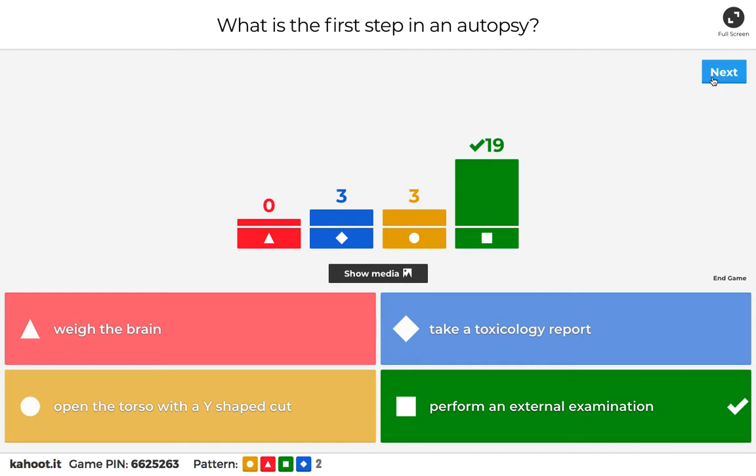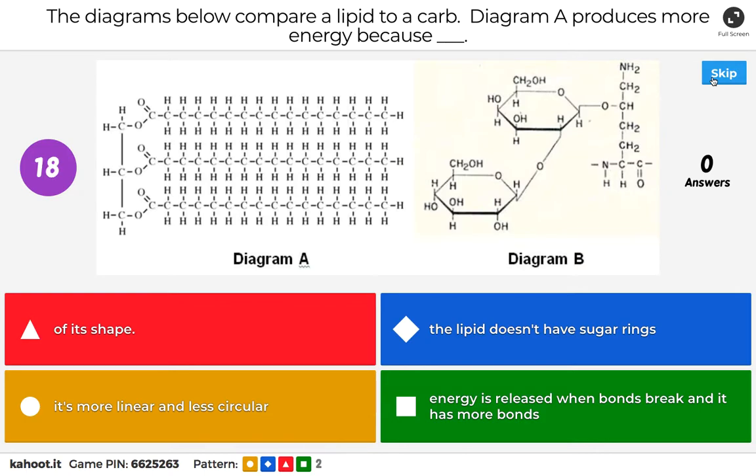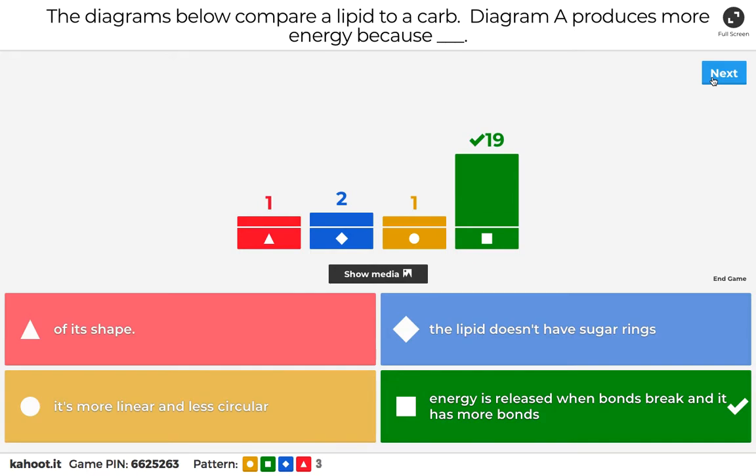You have to examine the outside before you start cutting. So you look for any kinds of wounds, scratches, puncture sites, anything like that. And then you do the internal. Ooh, a lipid to a carbohydrate. Diagram A has more energy. Why? A is a fat, B is a sugar, carbohydrate. Why does diagram A have more energy? Think about where energy is in a molecule. It has more bonds. Very good.